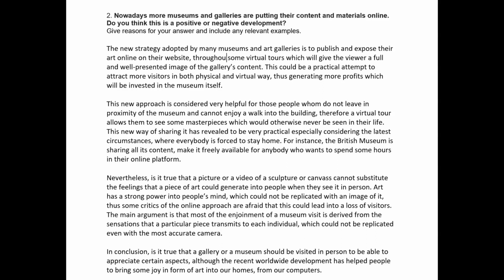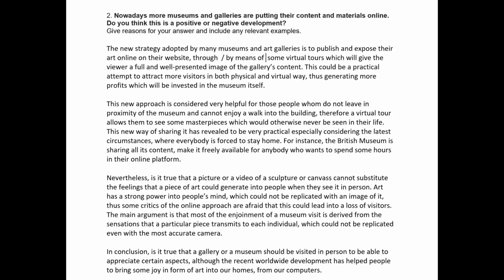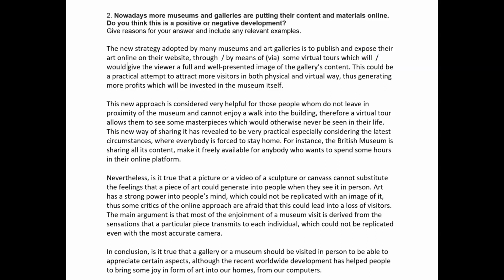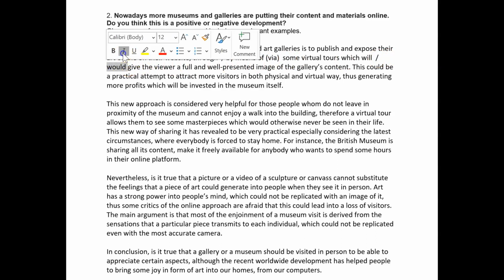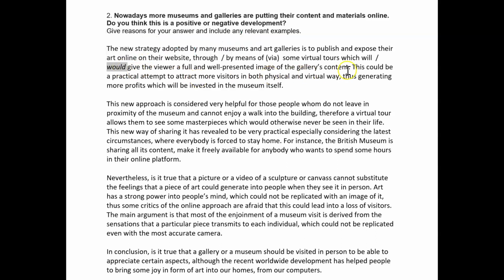Through, not throughout, or, quite a nice one, it would be just simply by means of. What I really mean is via, but I can't put that because it's too informal. So I'm going to be by means of some virtual tours, which would give. I know they are happening, so you're tempted to use the future, but I'm going to use this modal verb here, which would give. We could just use equally the present tense, but I think this is more elegant. The viewer a full and well-presented image of the gallery's content.